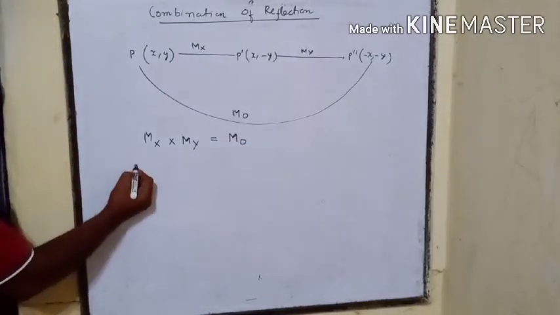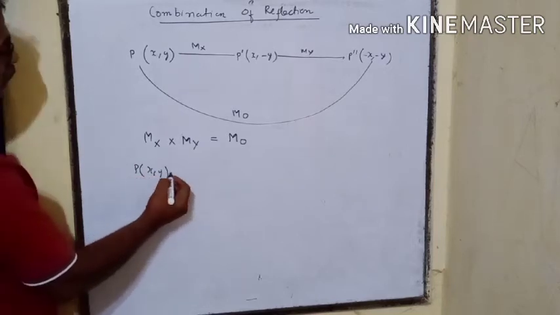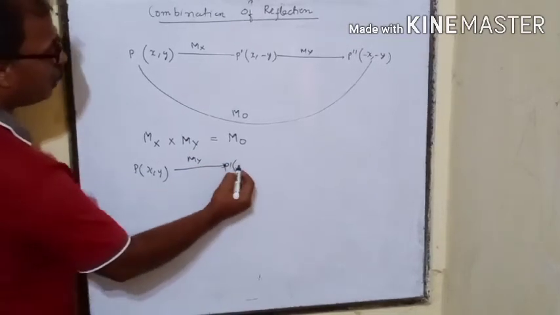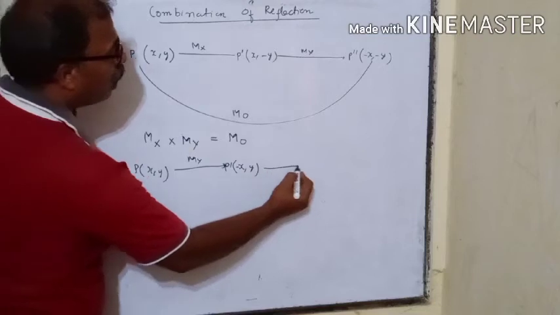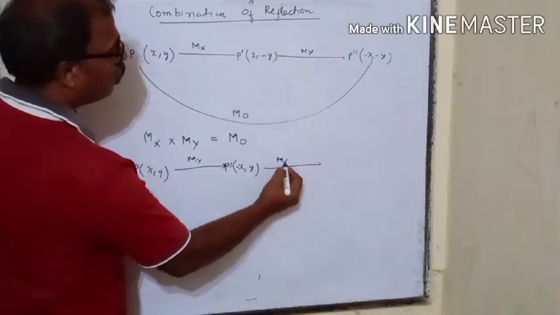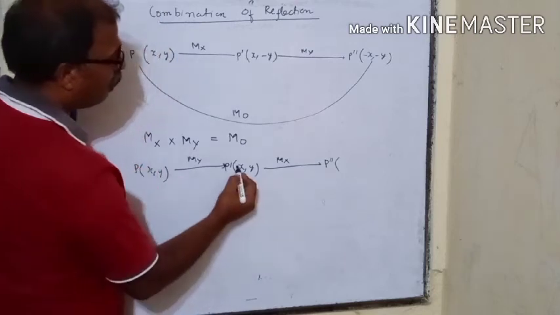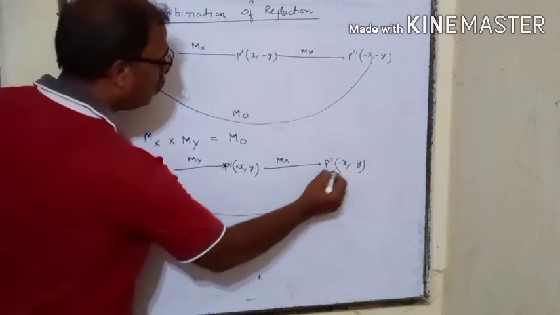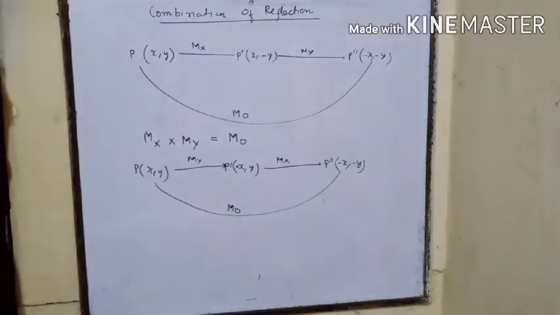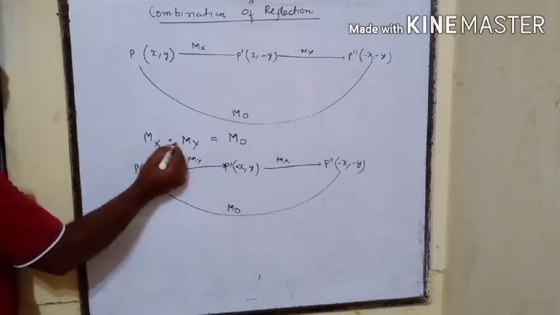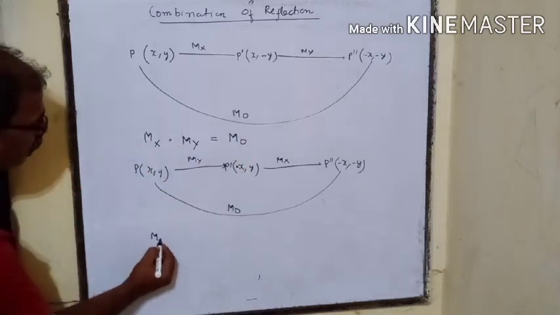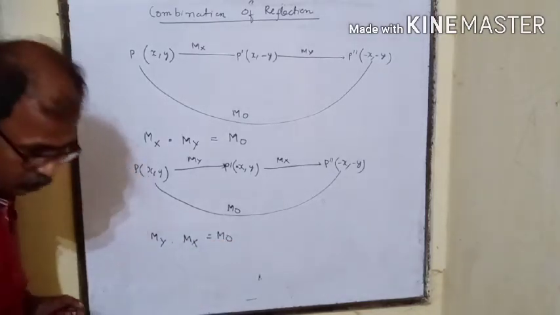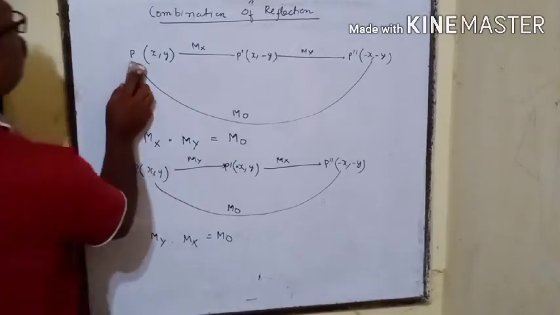Similarly, if a point P has coordinate (x, y), and it is reflected in y-axis, P dash will be, the sign of x will change, y will remain the same. Then it is reflected in x-axis. So it will be P double dash, minus x will remain the same, and the sign of y is going to change. So again, the single transformation is MO, origin. So we can say that Mx into My is equivalent to MO, and similarly My into Mx is equal to MO.